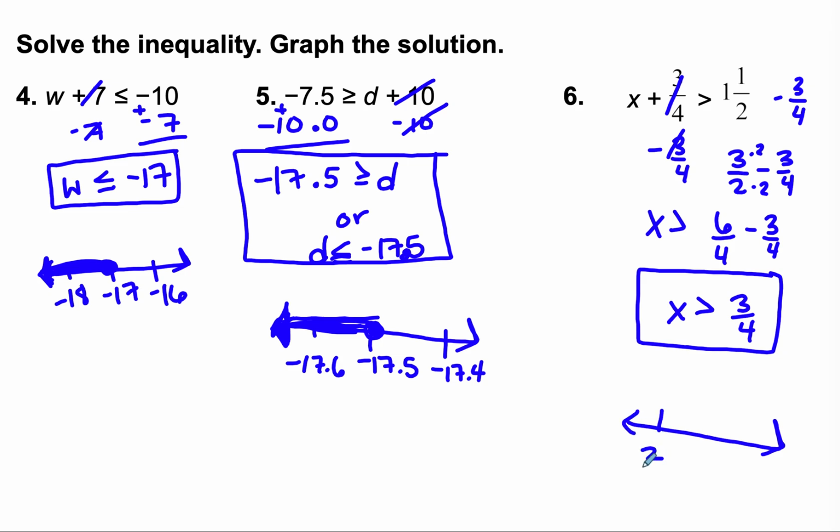Two fourths, 3/4, 4/4. You could simplify if you wanted to: 1 half, 3/4, 1 whole. Open circle, shaded to the right. If I picked 4/4, which is like 1 whole, and I put it into the inequality, that would be true. 1 is greater than 3/4, or 4/4 is greater than 3/4.